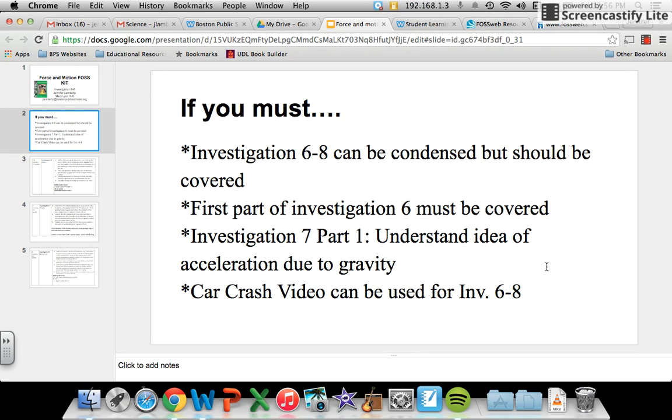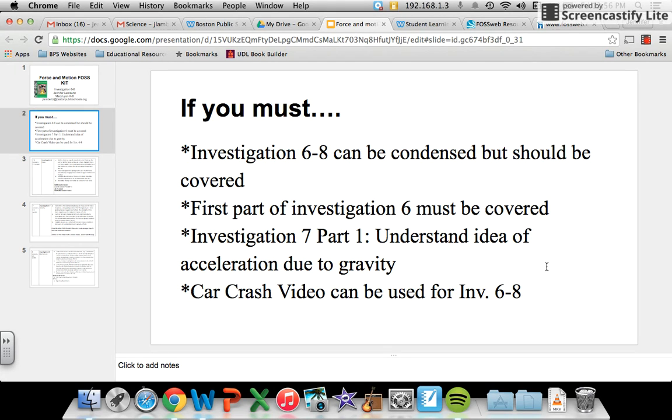So at this point in the unit, you are likely running out of time, and you've probably gotten an email from Bev, and she's telling you that your science kit is going to be picked up next week. Hopefully you've done a little bit more planning, so you have a bit more time. But good news is investigation 6 through 8 can be condensed. That said, there are really some key concepts that need to be covered.